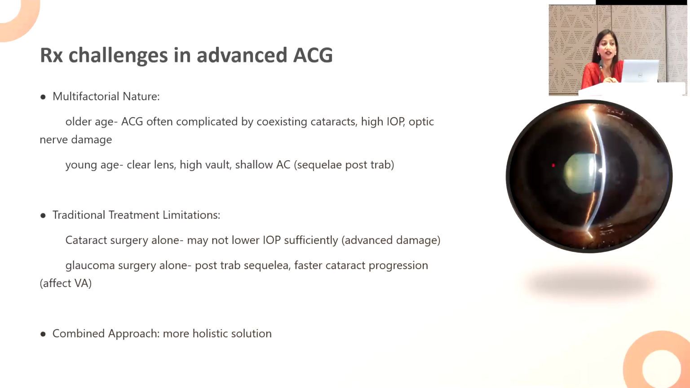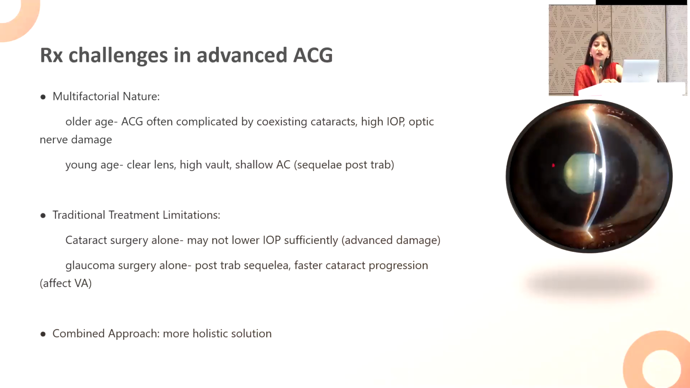Now, the treatment challenges are multifactorial in nature. In an older age group, most of these patients are complicated with a coexisting cataract, higher IOPs, and advanced optic nerve damage. In the younger age group, we face challenges with a clear lens, that is the high lens vault that we've already talked about, and shallow anterior chambers, which may predispose to post-trabeculectomy sequelae and a long, dreaded post-operative period.